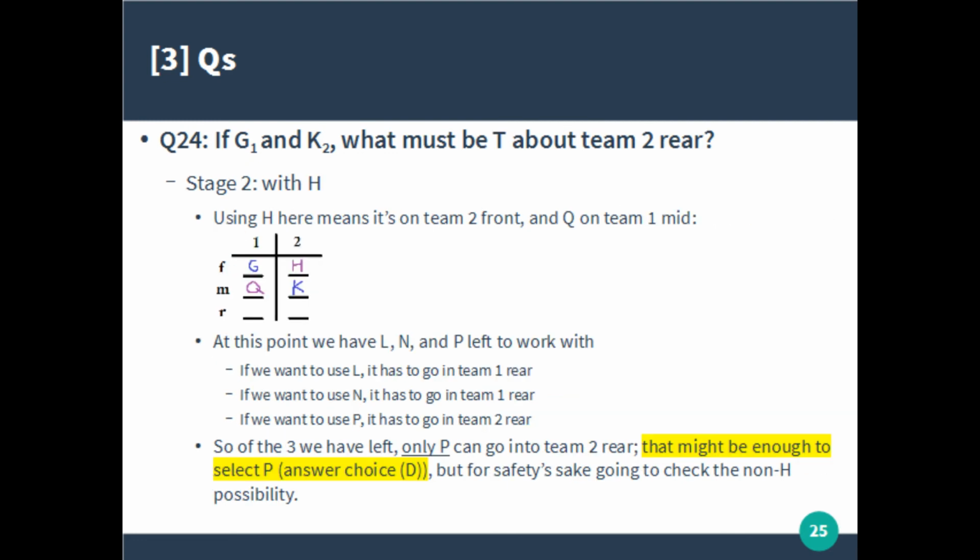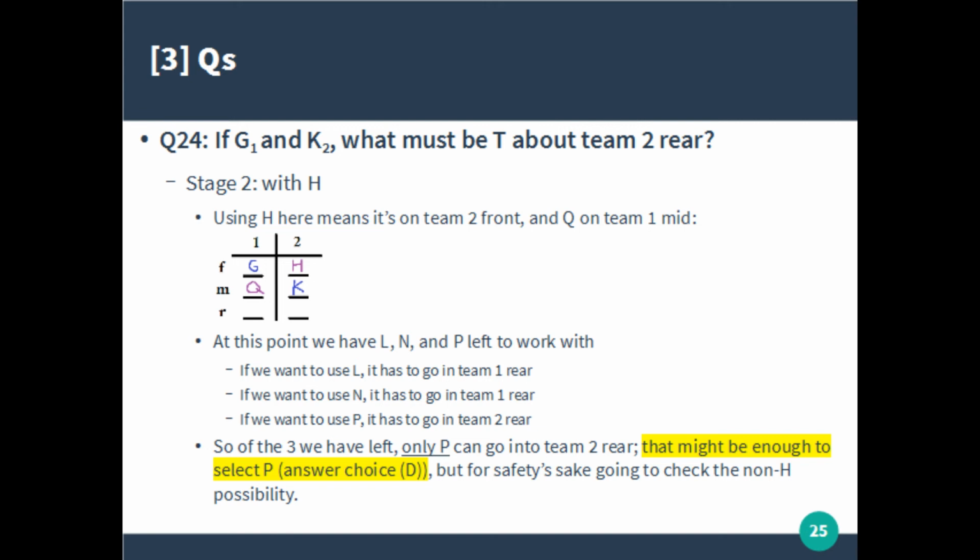So moving right along to stage 2, and again, like I said on the previous slide, the first possibility that I want to test is, can we pull this off with H, being able to use H in Team 2? So if we're using H on Team 2, it means, according to rule number 1, that it's also in the front position of Team 2, so that's why H is where it is. And then, of course, using H on Team 2 invokes the rule that we see about Q being on Team 1's middle position. So again, H being on Team 2 is enough to force Q into Team 1's middle position.